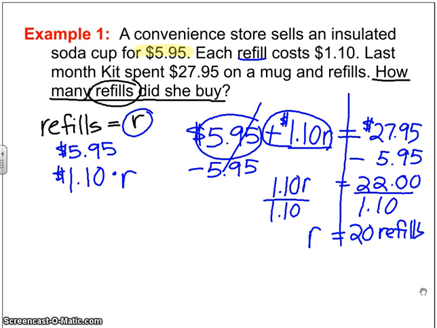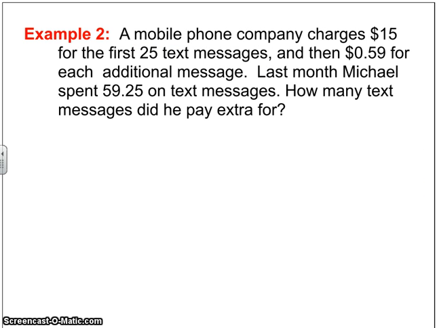So we know that Kit bought a mug for $5.95. She refilled it 20 times and spent a total of $27.95. Let's try another one.